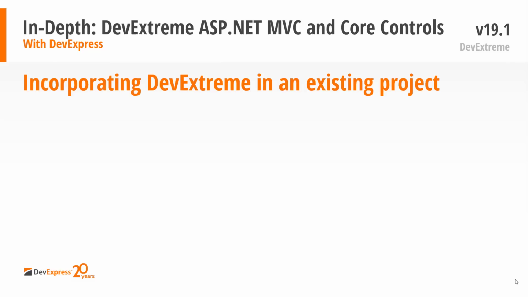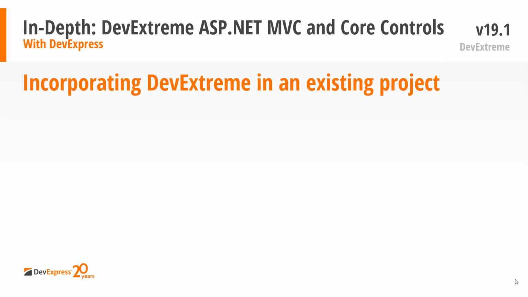So let's get started with the first item in the agenda. And obviously you might already have a project, like a big project, and you saw a couple of demos of the DevExtreme controls on our website, or maybe you attended a conference where we were showing off some DevExtreme technology. So how can you incorporate the DevExtreme library in an existing project and start using the controls straight away?